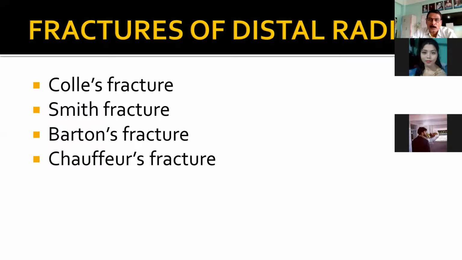So that is very uncommon, but the fracture level is the same as that of your Colles fracture. So you can say the reverse Colles or Smith fracture. Barton fractures are intra-articular fractures, meaning the fracture involves the articular surface of the radius. If the anterior fragment is fractured, you say it is an anterior Barton fracture. If the posterior part is fractured out, that is your posterior Barton fracture.